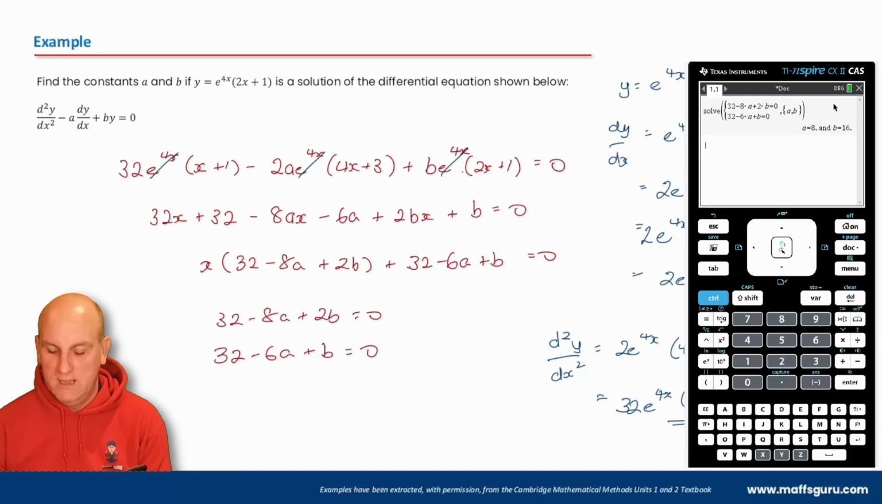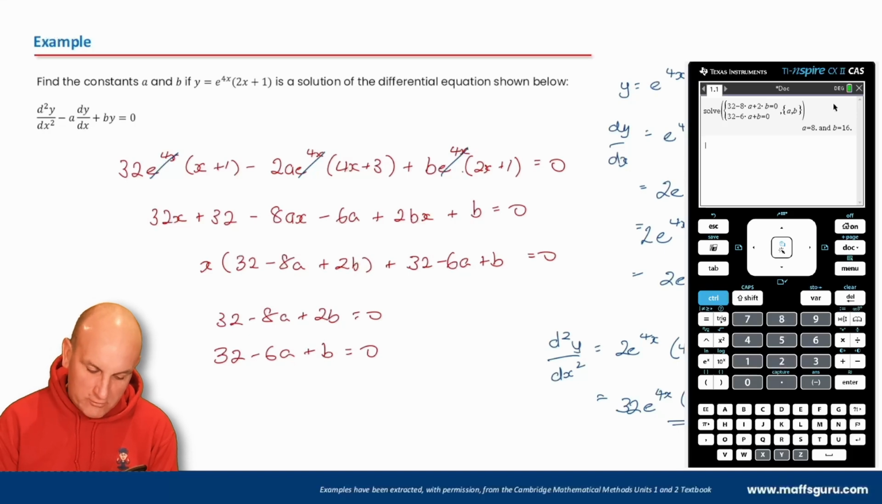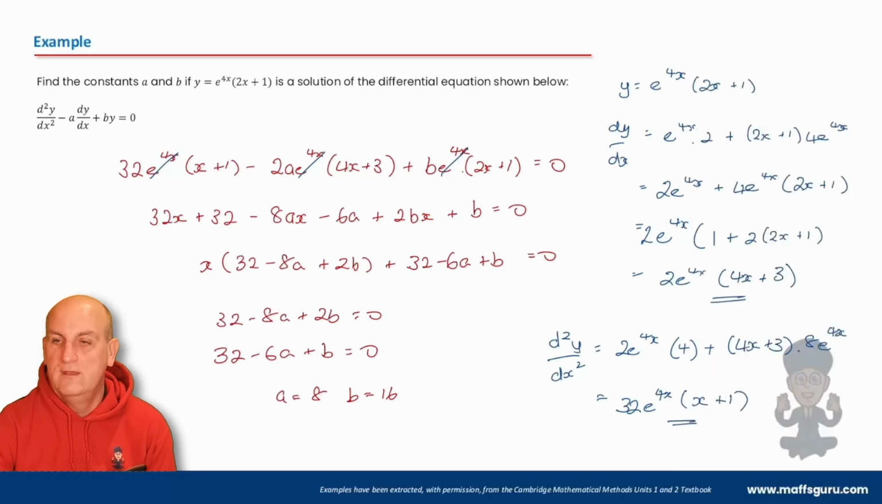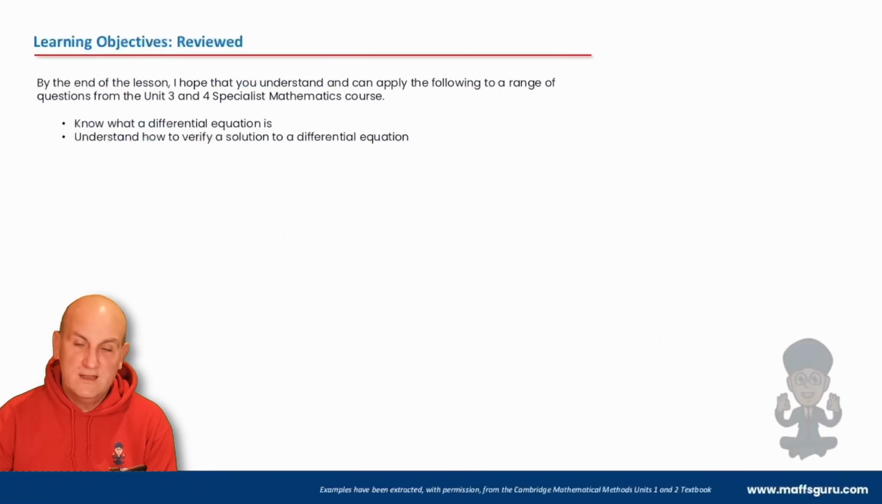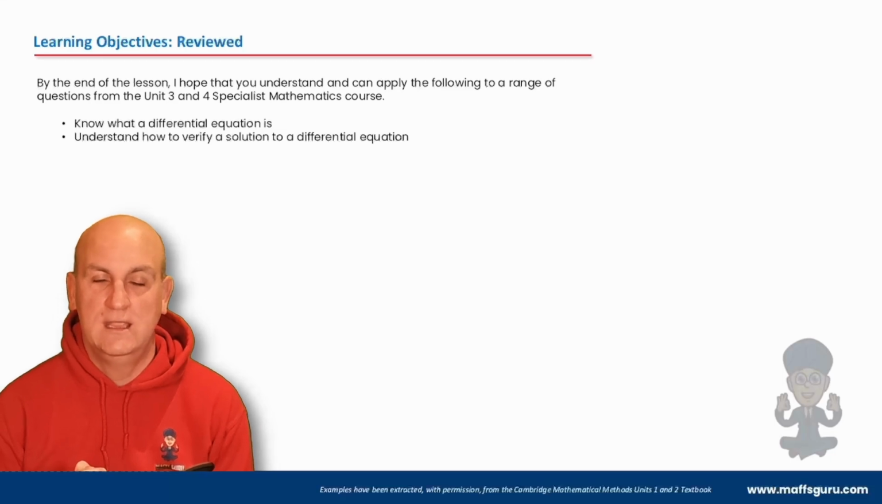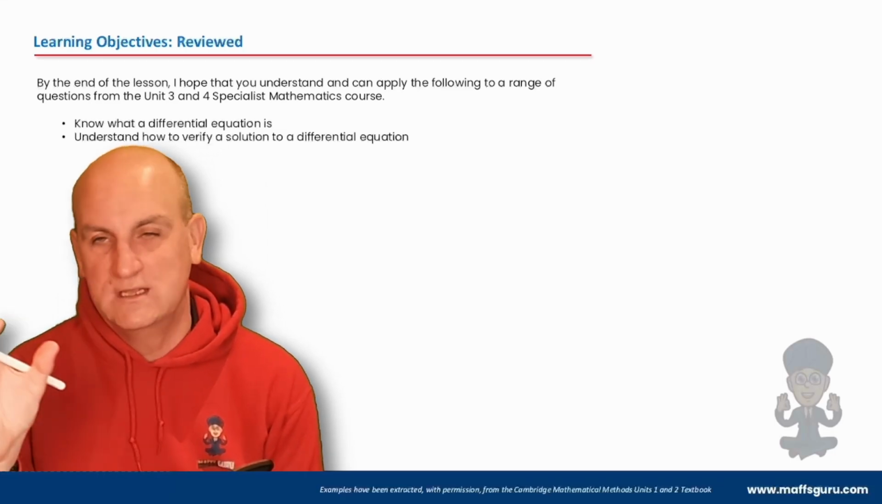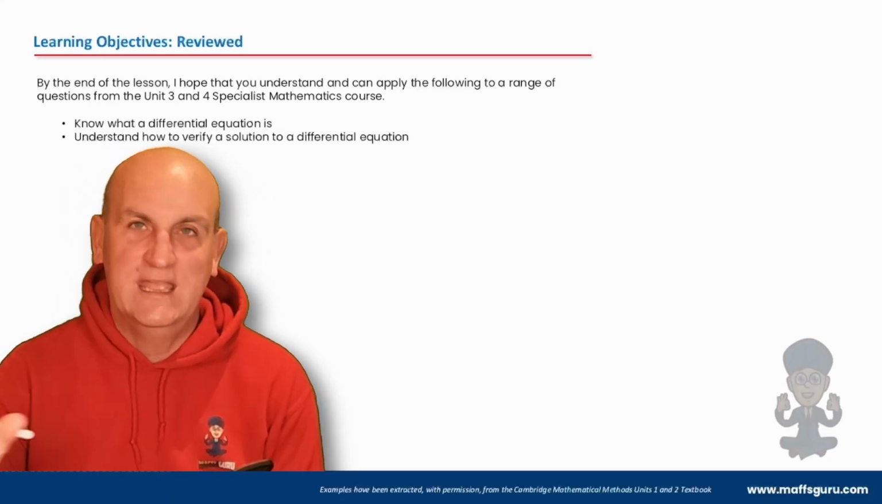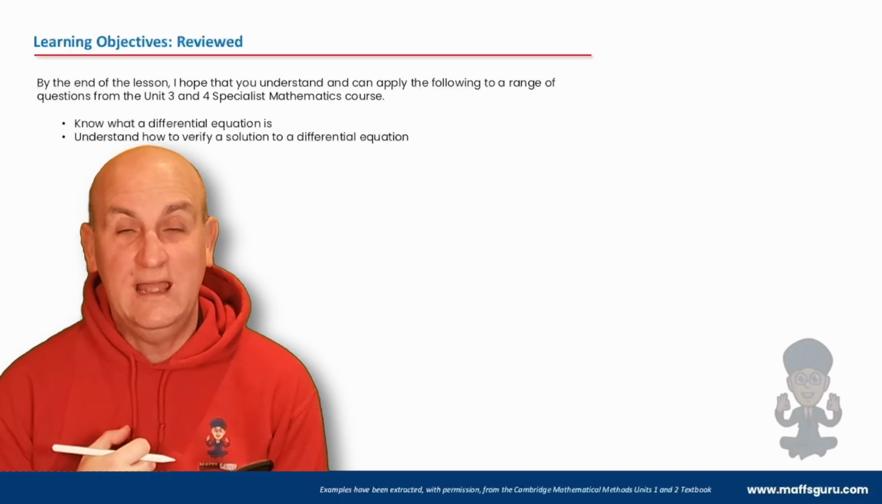Why do I know they're the right answers? Because if it had come out in decimals, I would have cried. But it said a was equal to 8 and b was equal to 16. And life is a good one. So there we go. Pretty much that was the hardest example that Cambridge had in their books. And I don't see how it could get much harder, if they're giving you the y equals, and asking you to differentiate and differentiate again, it's really just an algebra exercise.